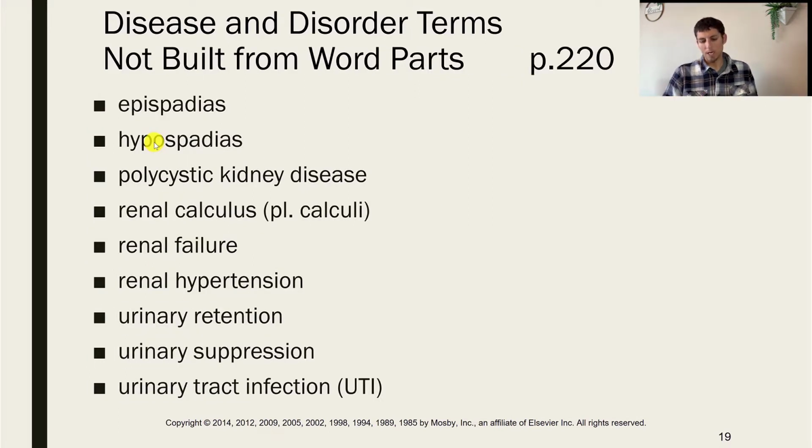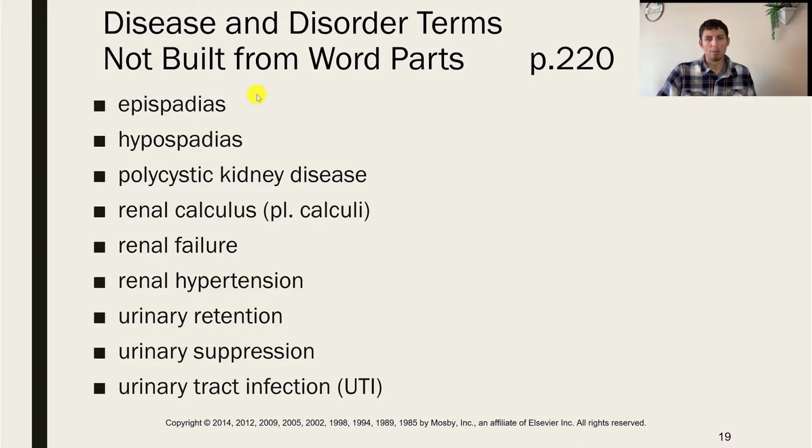Flip a couple pages over to page 220. In between those pages, you've got some of the exercises in your text in order to split those words up and understand their meaning. I recommend and encourage you guys to go through that. But if we look on page 220 and page 221, we're looking at disease and disorder terms that are not built from word parts. This is that type 2 category from chapter 1 that we learned about, and here we're just going to have to memorize these words.